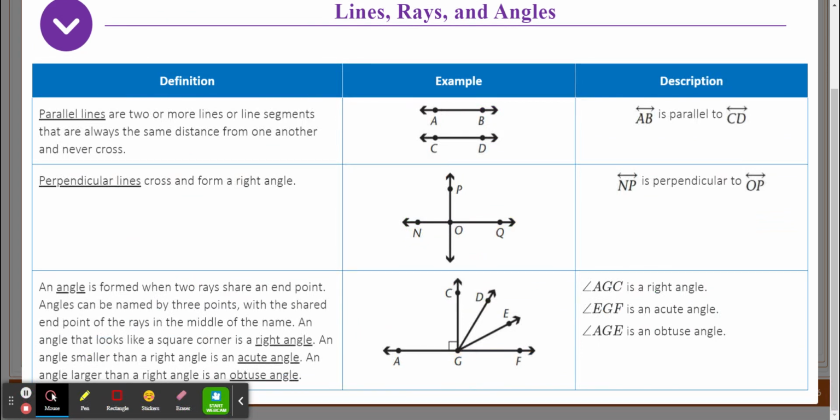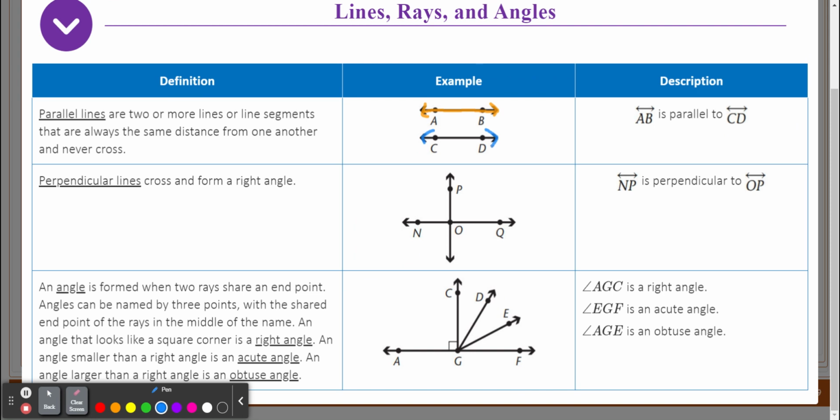We have what's called parallel lines. Parallel lines are 2 lines that are going in the same direction and will never touch each other. If you look at AB and CD, notice the 2 lines are both going in the same direction. They're both going left or right, perfectly next to each other. Those are called parallel lines.